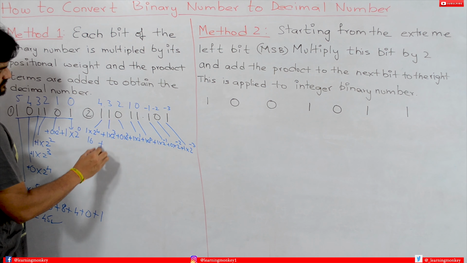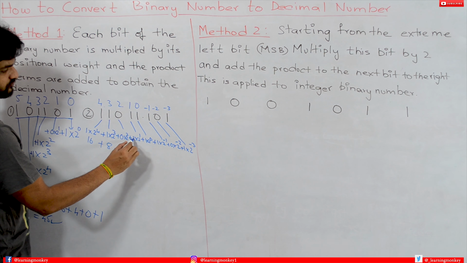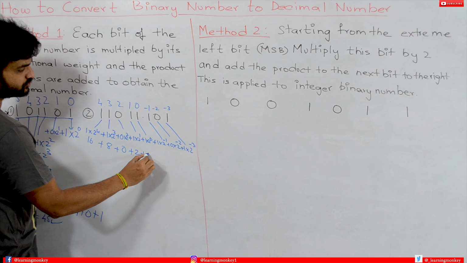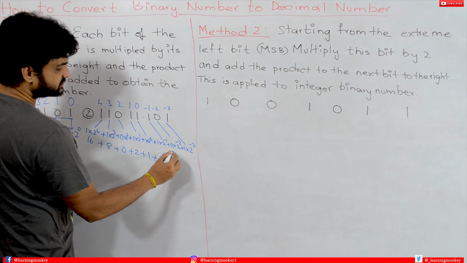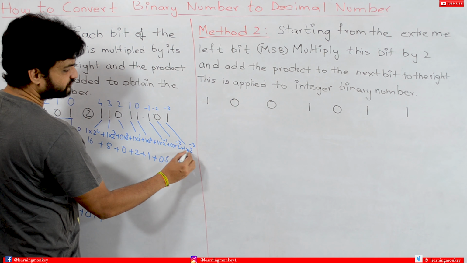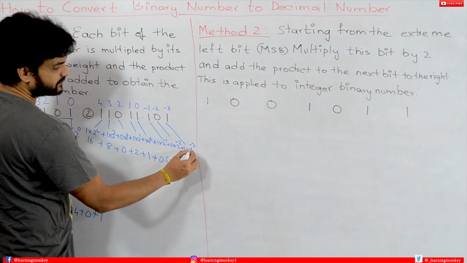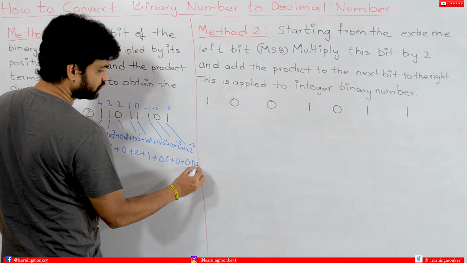This is 16 plus 8 plus 0 into 2 power 2, which is 0, 1 into 2 power 1, it is 2, plus 1 into 2 power 0, which is 1, 1 into 1 is 1, plus 1 into 1 by 2, 2 power -1 is 1 by 2, which is 0.5. It is 0 into anything is 0, plus 1 into 2 power -3, which is 1 by 8. 1 by 8 means it is 0.125.